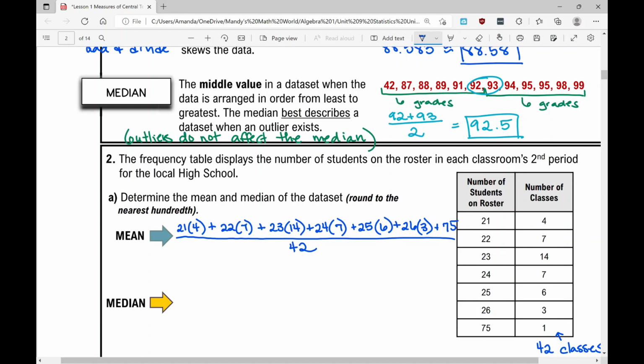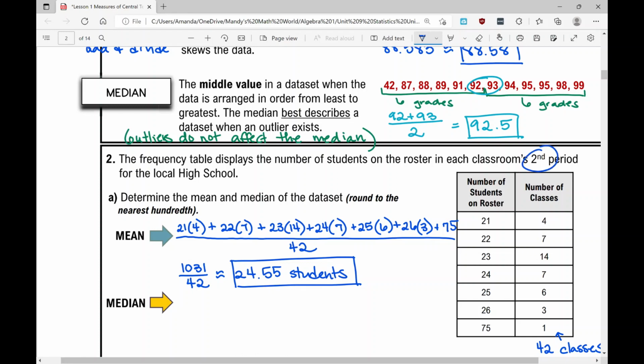Now, I've already done the math on this. If you want to do it yourself, you can pause the video and do that now. But since I've already done it, that's 1,031 students divided into 42 classes, and that's about 24.55 students. What does that mean? That means there are about 24.55 students in each class during second period, right?